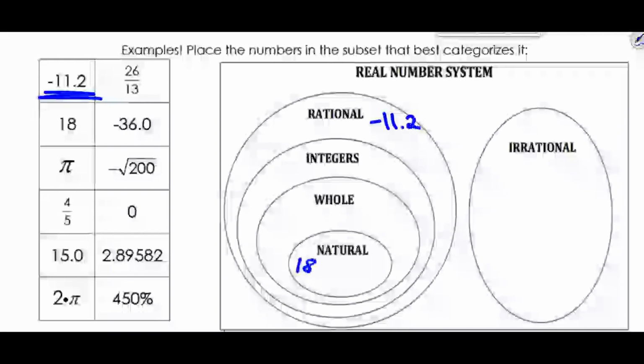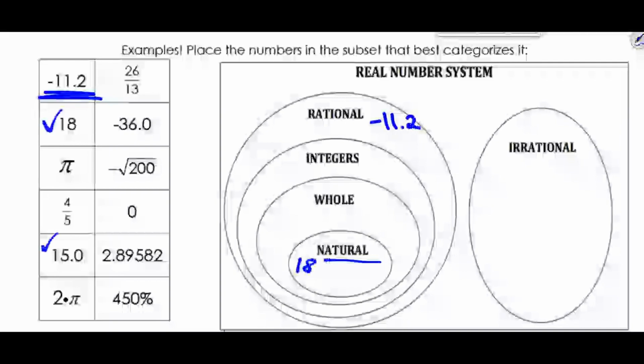So I've gotten all of my natural numbers. The only whole number that can possibly go in here is 0, so I'm going to put 0 in there. There's nothing else that's a whole number, but not natural. Actually, it's not the only whole number. 18 is also a whole number. Got that one also, got this one, got this one.